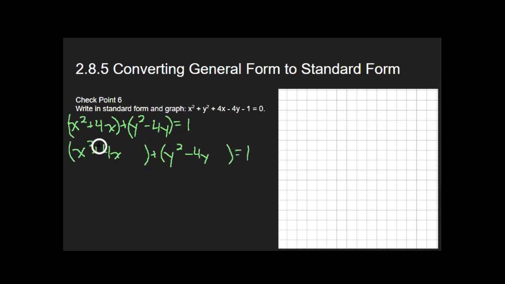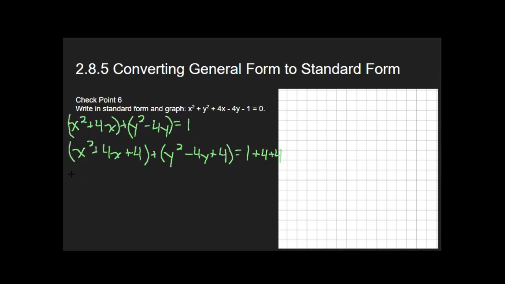Okay, so to the x's, I'm going to add 4 divided by 2 squared, which means I'm adding 4. To the y's, I'm going to add -4 divided by 2 squared. Because we're squaring, the negative doesn't really matter. We are also adding 4. But remember, whatever we add to this side of the equation, we have to add to this side. So I'm going to add 4 and another 4, because I added 4 here and I added 4 here.